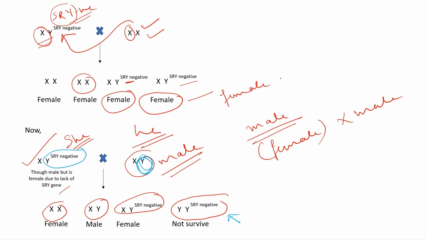Now, if I ask you, because the SRY gene is very important for the development of a male as a male, what will happen if you add this gene on the female X chromosome? Do let me know in the comment section.